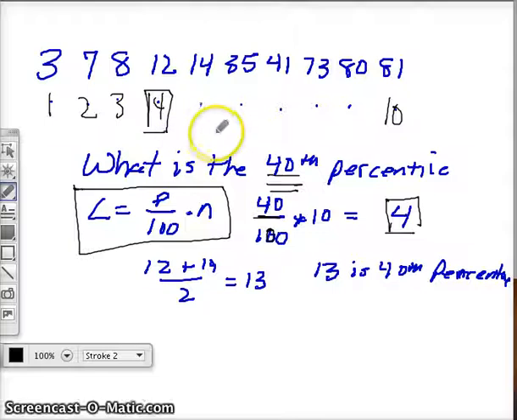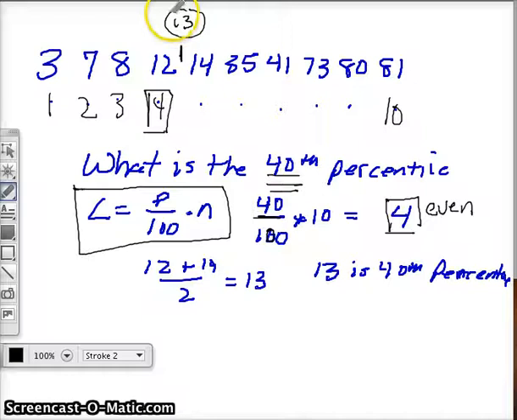Now, there's a couple rules about percentiles. Whenever it's an even number, in other words, there's no decimal, just like you did with the median, you're going to have to average these two numbers together. You have to average the fourth number and the next number. So we know that is 12 plus 14 divided by 2, which is 13. Now, what does 13 represent? It's the number that has 40% of the data below it. So that does make sense.